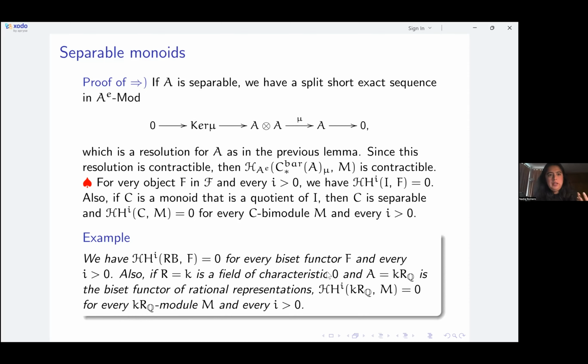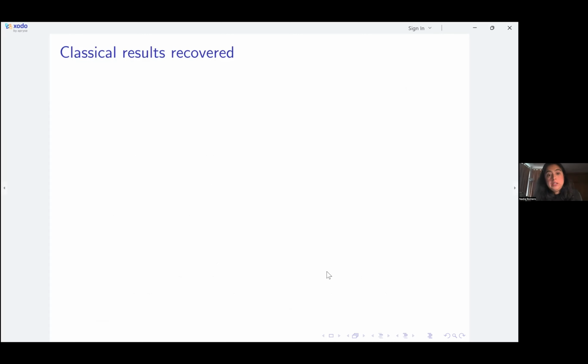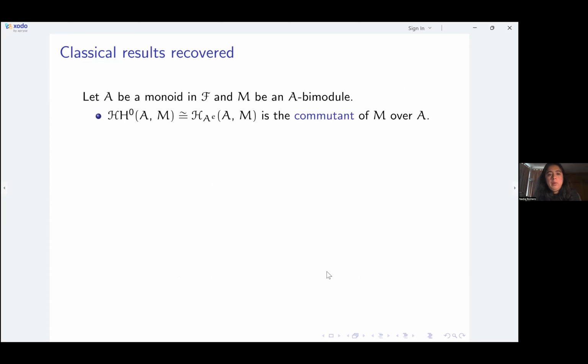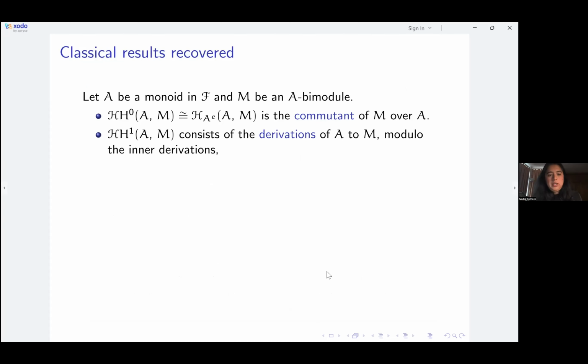Okay, so the rest I'm going to do as a quick list without any details. So this is the example I do with more details. So the rest is just a list of what we obtain. Whenever we have these two guys, in degree 0, we obtain the commutant of M over A, which I didn't define, but it's a generalization of the classical case also. In degree 1, we obtain as usual derivations of A to M, which I didn't define, modulo inner derivations. Again, this can be defined in a very explicit way, thanks to these Homs.